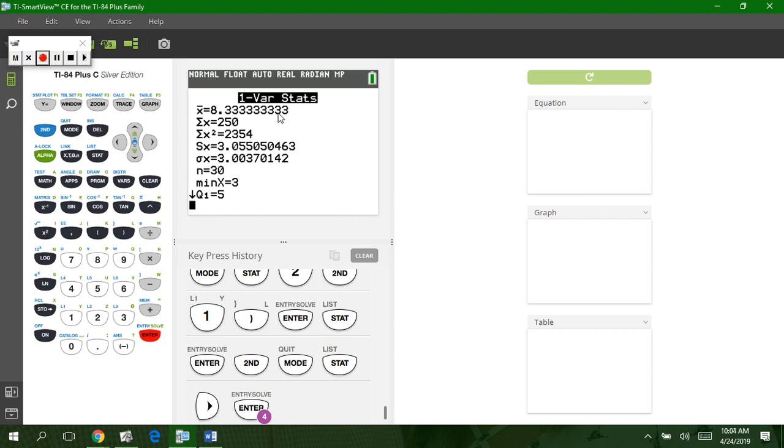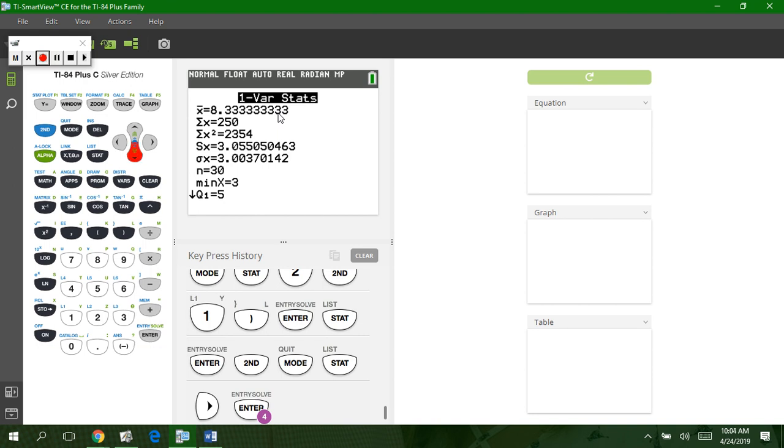X bar on the very top. X bar represents average. X bar means average. Then it has the sums of x's, the sums of x squareds, all that stuff, because that'll help us with other stat stuff, but not right now. Then they have the Sx and the sigma x. Those mean something that we're going to talk about in just a minute. We'll come back to it.